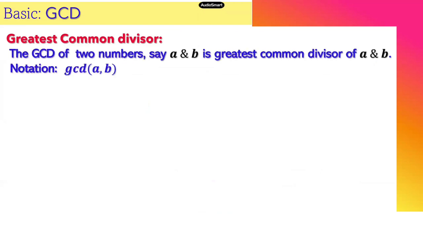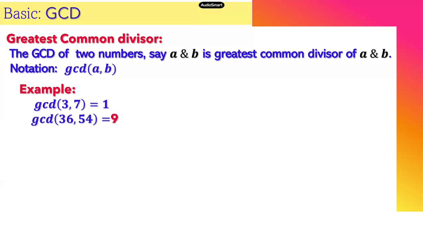So first is the GCD, greatest common divisor. The GCD of two numbers, say A and B, is known as the greatest common divisor of A and B, and the notation used for this is GCD(A, B). Let's take a few basic examples. GCD of 3 and 7: 3 is divisible by 1 and 3 itself, and 7 by 1 and 7 itself, because they are prime numbers. So the greatest common divisor is 1.